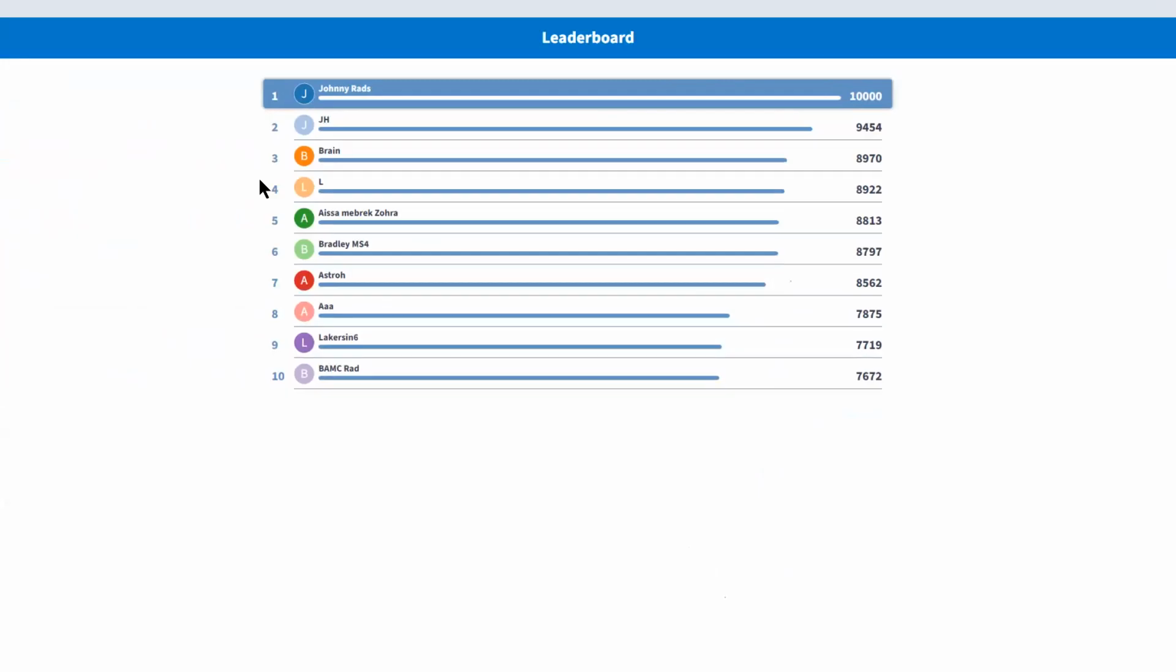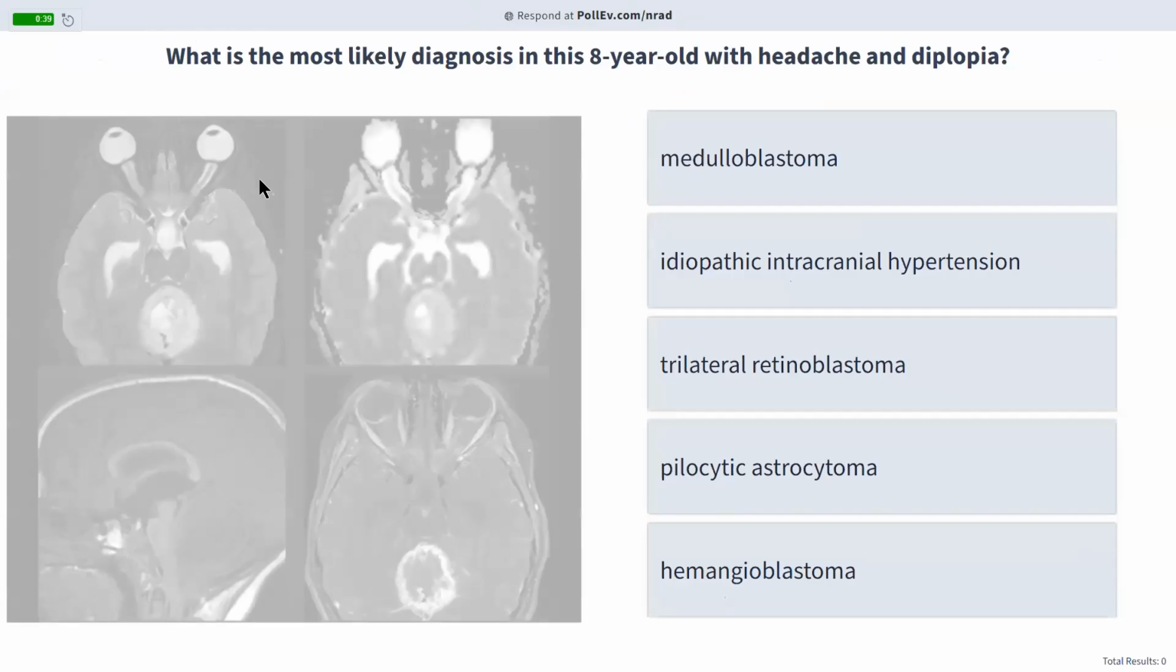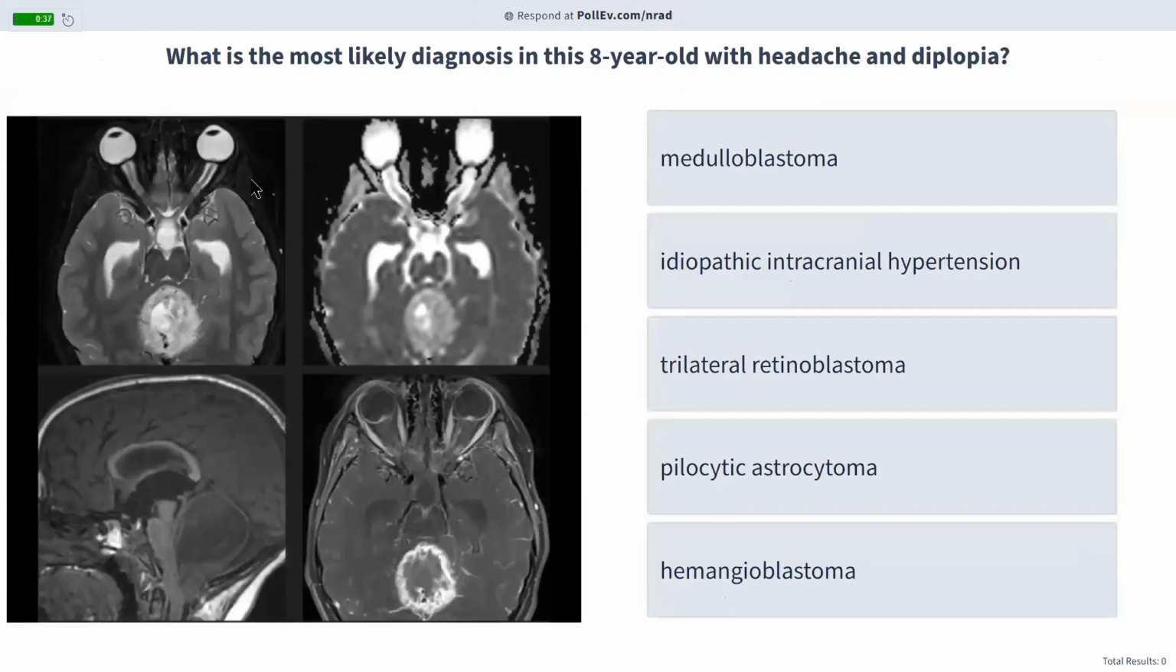Okay, Johnny Rabbit, JH and brain still in the lead. Next question is, what is the most likely diagnosis in this 8-year-old with headache and diplopia? Axial T2, ADC, T1 non-contrast, and T1 post-contrast.